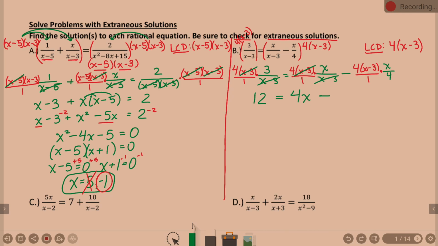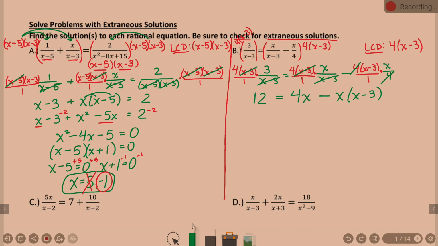What cancels on the last one? 4 cancels with 4, leaving me with x minus 3 and x. I personally am going to write it as x times x minus 3. Okay.